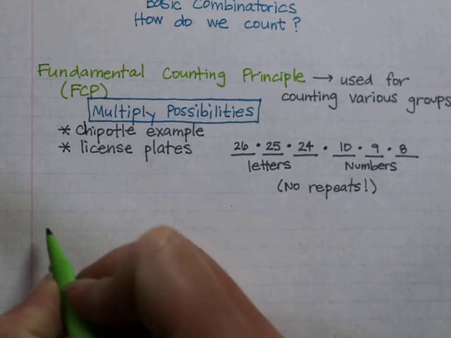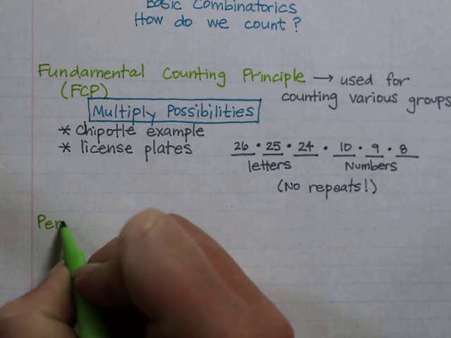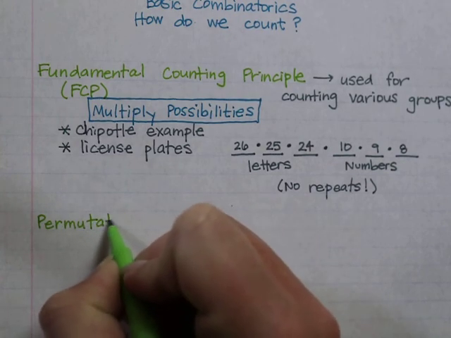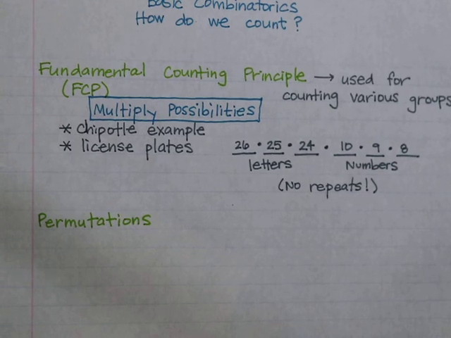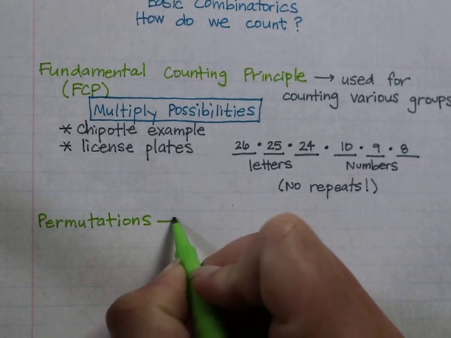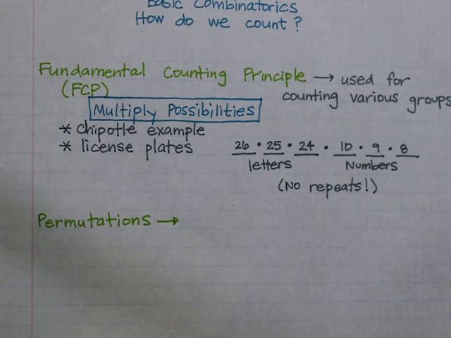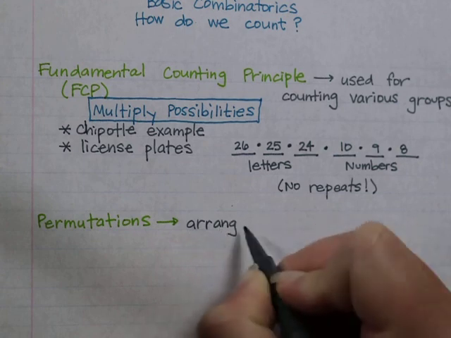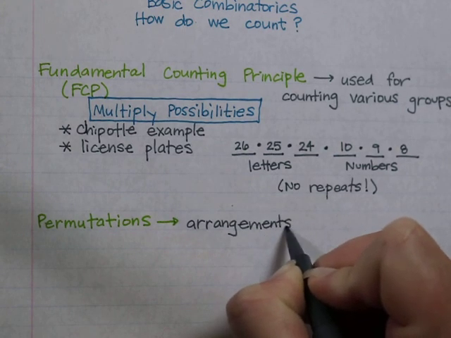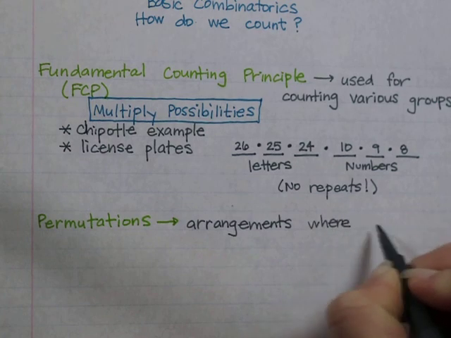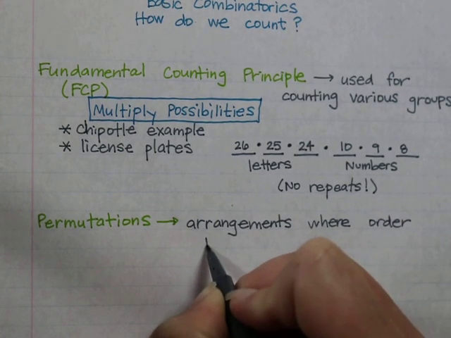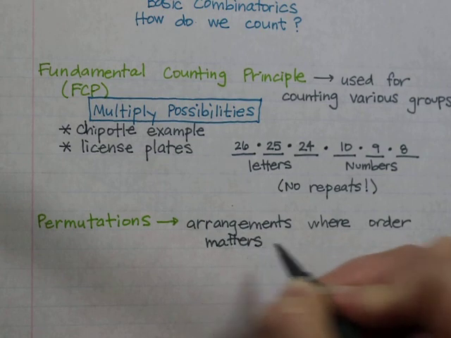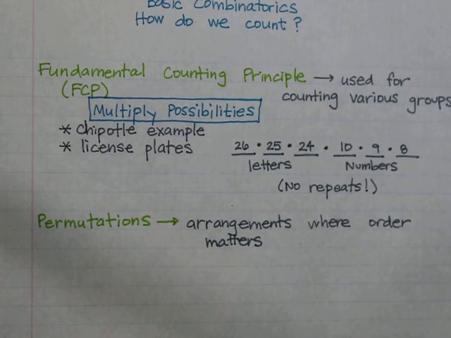The next chunk is permutations. And permutations are arrangements when the order matters. This can look a couple different ways. This could be like a locker combination. Locker combination is probably not a good example. How about a phone number?